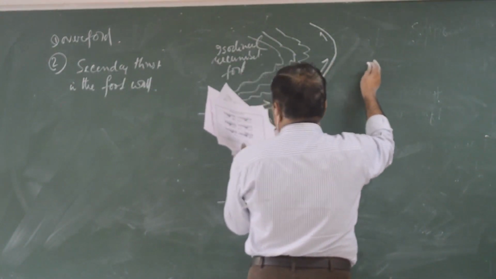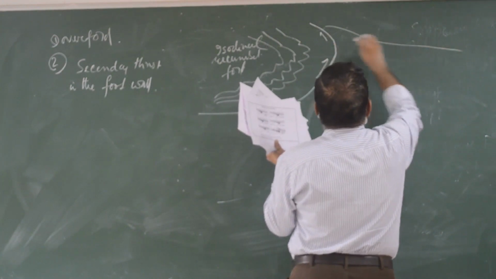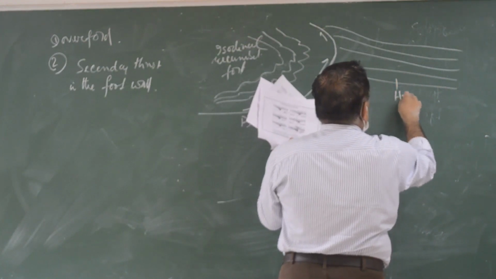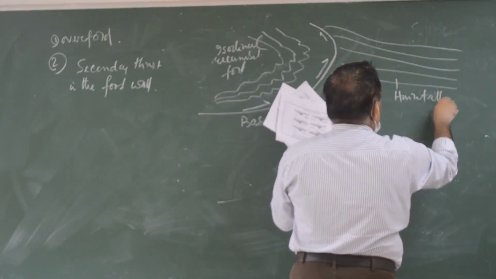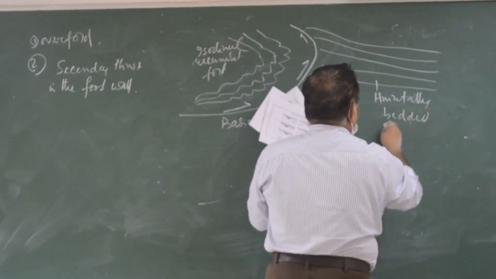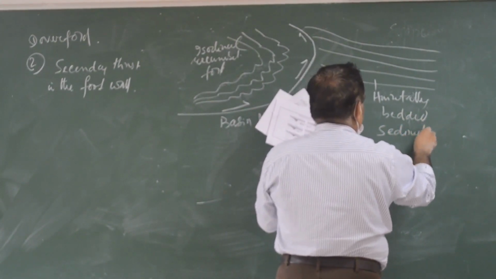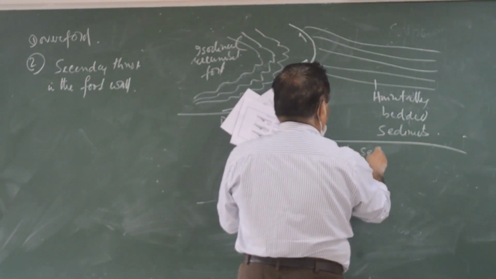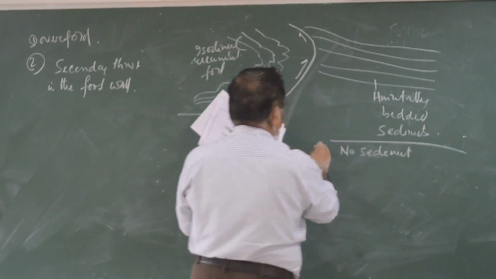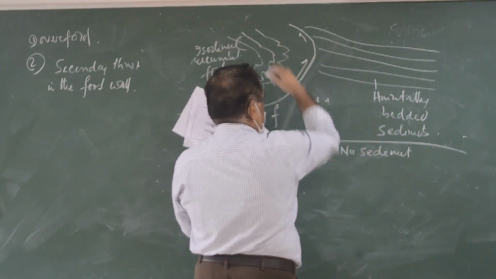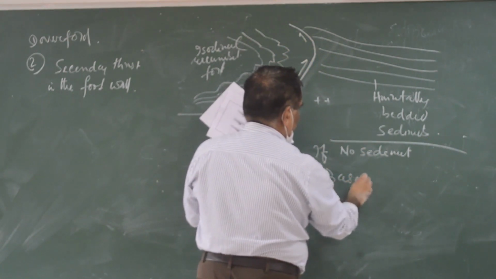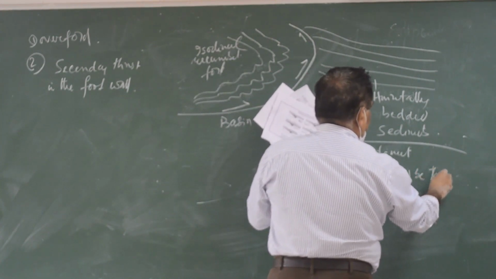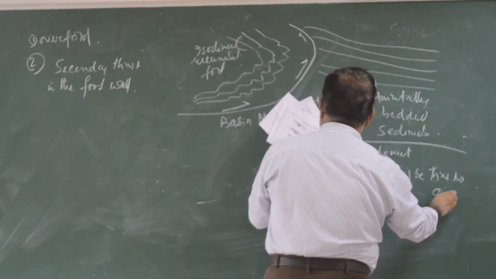So this is the other side. Horizontally bedded sediments will be like this. Or if there is no sediment, only basement, then the basement will be thrusted up. Basement will be thrusted over. I will draw that diagram, how it happens.